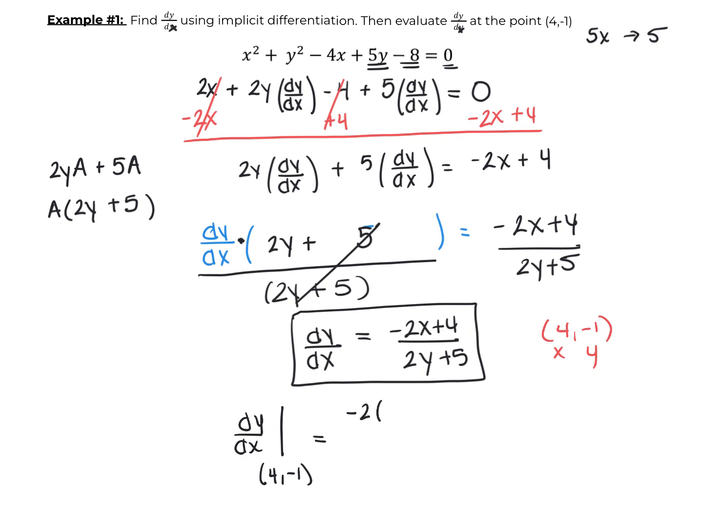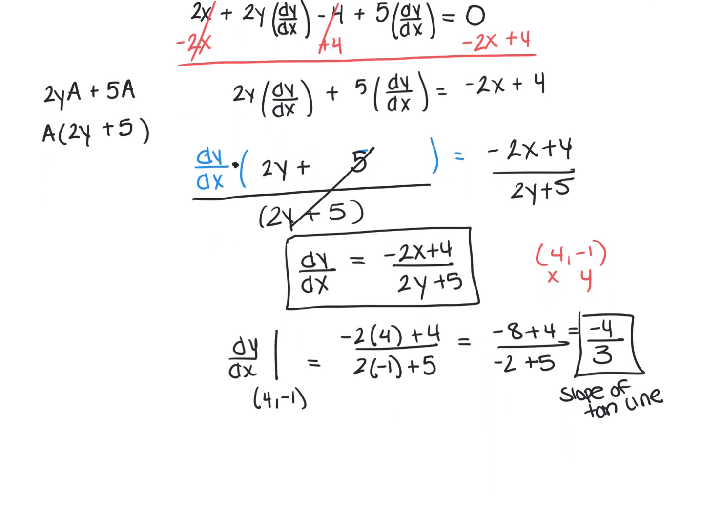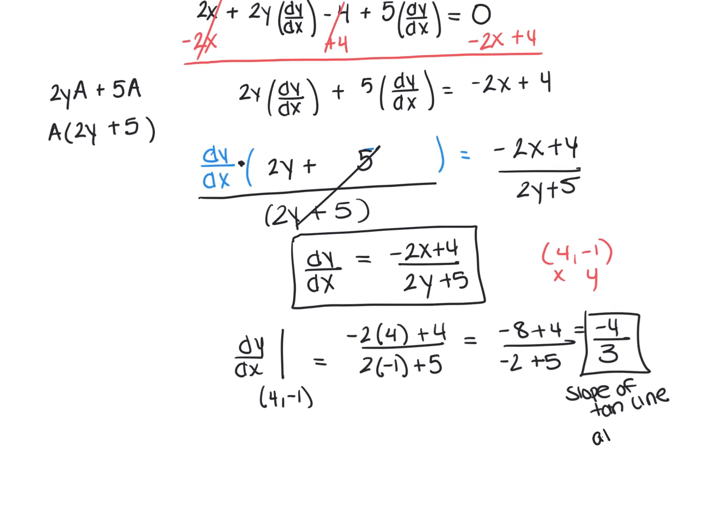So negative 2, x value is 4. 2, y value is negative 1, and then plus 5. So negative 8 plus 4 is negative 4, and negative 2 plus 5 is 3. So negative 4/3 is the slope of the tangent line at x equals 4, or at the whole point 4, negative 1. That's it. That's implicit differentiation.